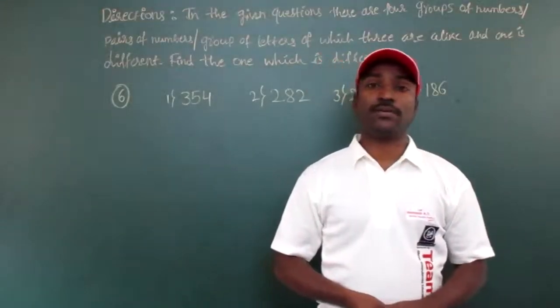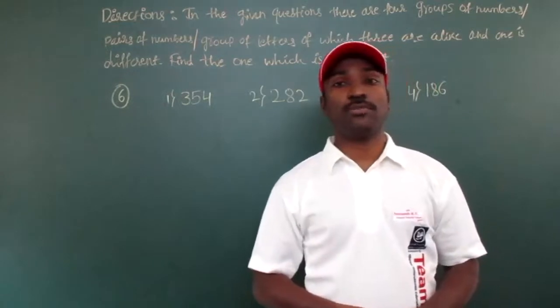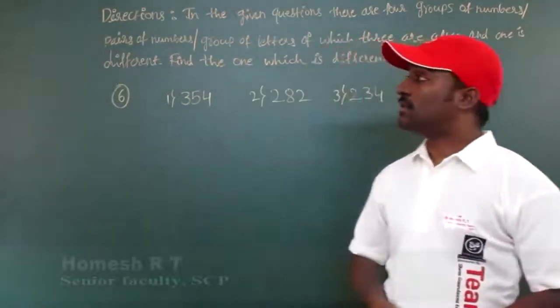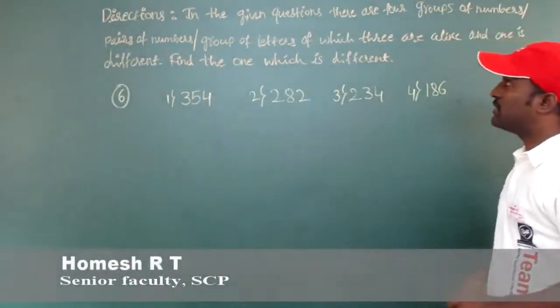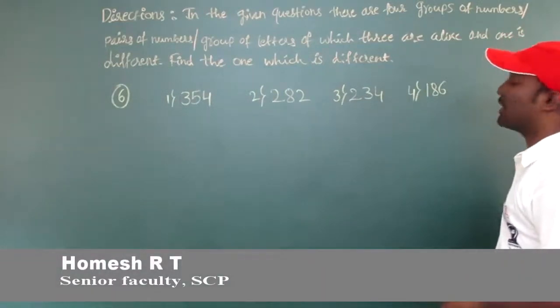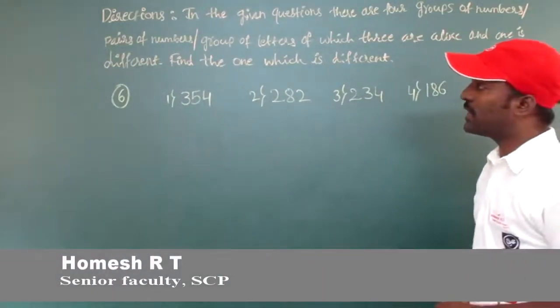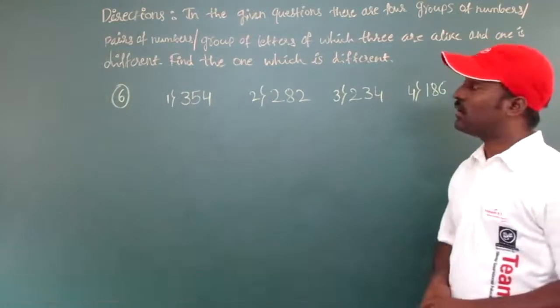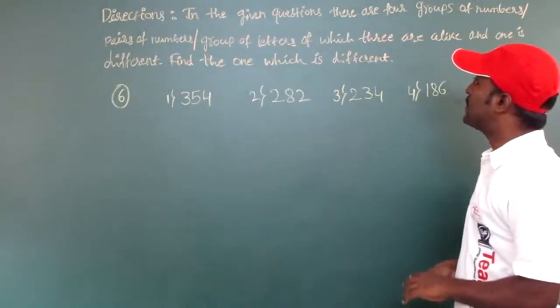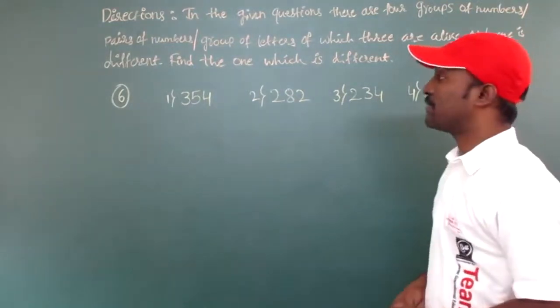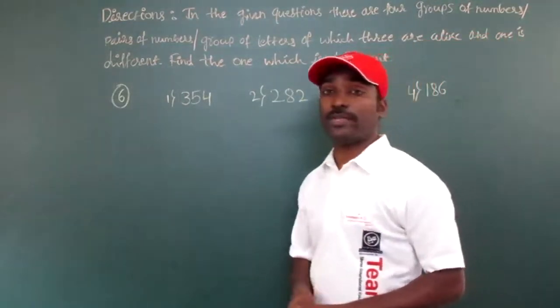Well friends, here is problem number 6. Before going to the problem, I will read the given direction. The direction is, in the given questions, there are 4 groups of numbers or pairs of numbers or group of letters of which 3 are alike and 1 is different. Find the one which is different.